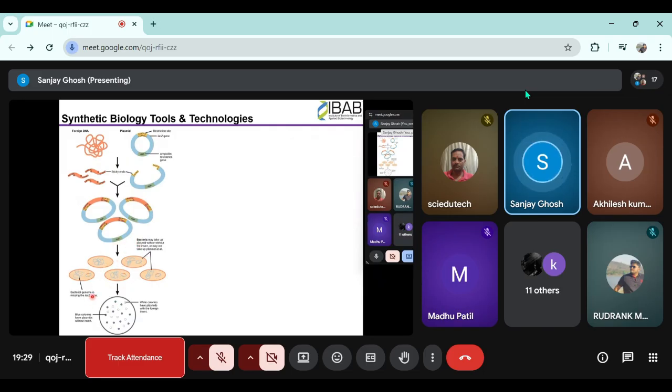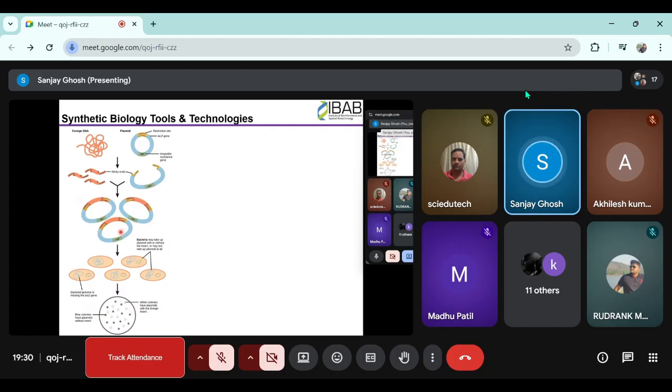So then you plate it, and then you can have different kinds of selections. Either it is antibiotic based, in this case, let's say an ampicillin resistance gene. That means in the plate, you will add ampicillin. Any cell that has not received this plasmid will die because you have added an antibiotic and there is no way these cells will survive. However, if the cell E.